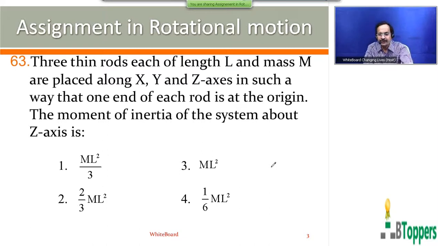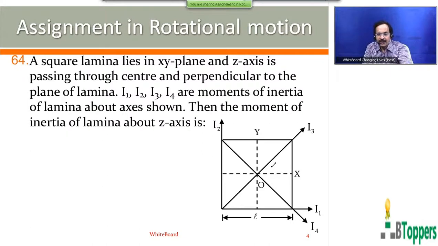Next, I am going to show the next question on screen. See question number 64. A square lamina lies in the xy plane, and an axis is passing through its center and perpendicular to the plane of the lamina. I1, I2, I3, I4 are moments of inertia of the lamina about the axes shown. Then the moment of inertia of the lamina about this axis is.